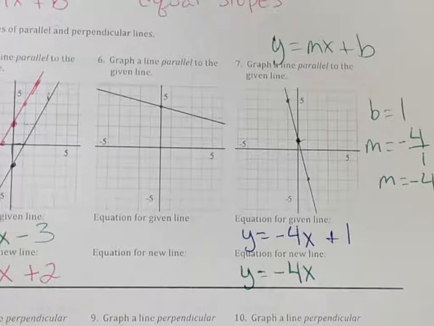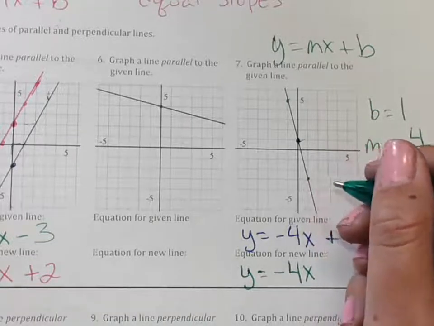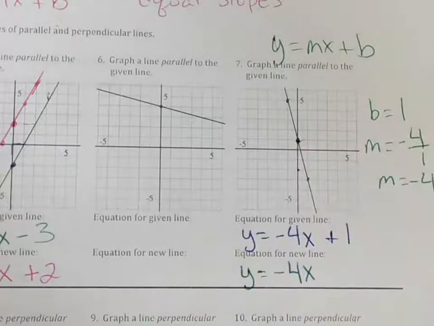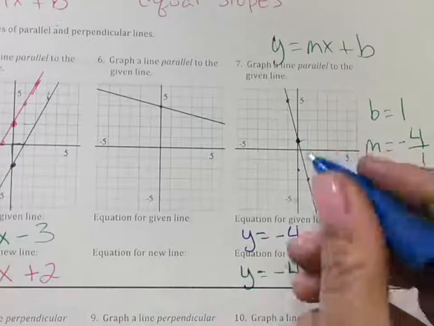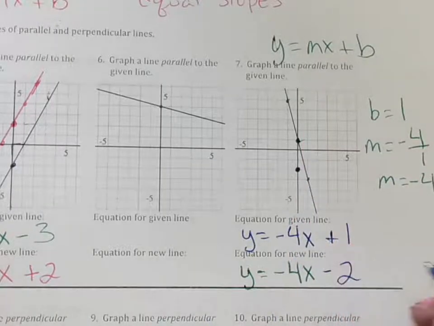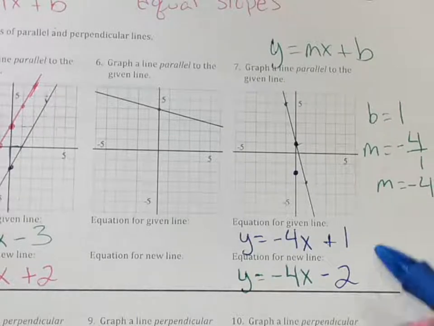I'm going to do, how about -2? Oh, I'll do a different color. Although I don't know if you can tell. My y-intercept will be -2, minus 2. All right, remember you can choose any y-intercept you want, just don't choose 1 because then it would be the same.